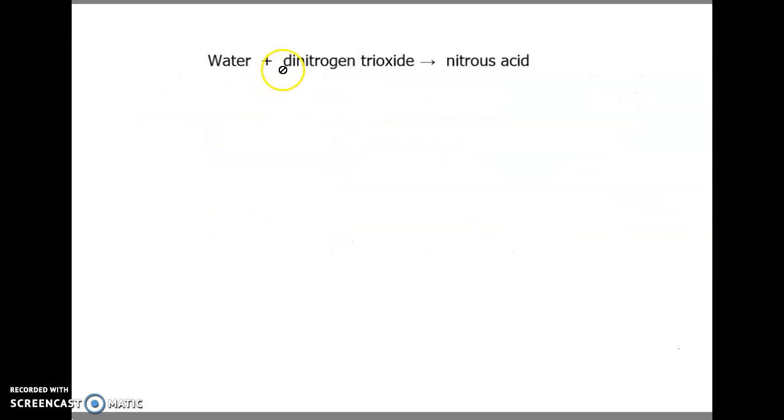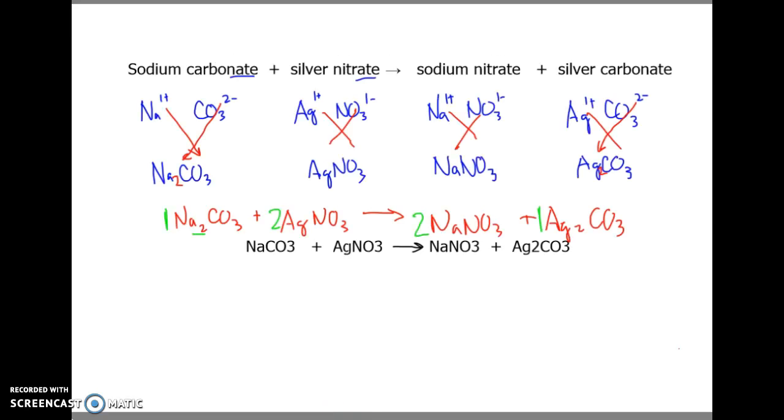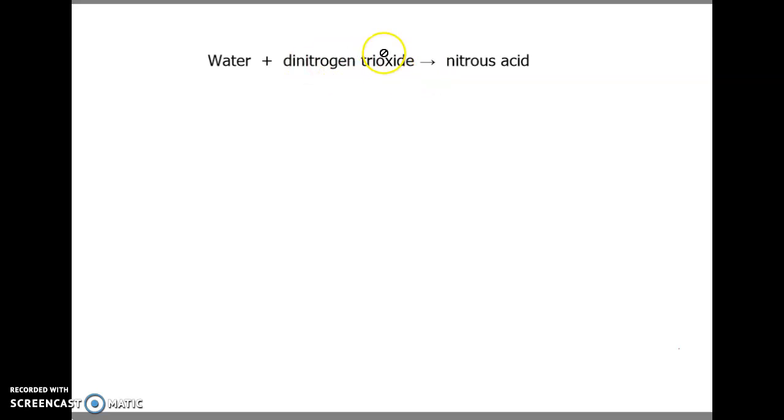Now we have water and dinitrogen trioxide yielding nitrous acid. So this is just like all sorts of naming types. And it is a little confusing for some people because we went from, on this slide, ionic naming, to on this slide we have covalent naming, common words, and an acid.